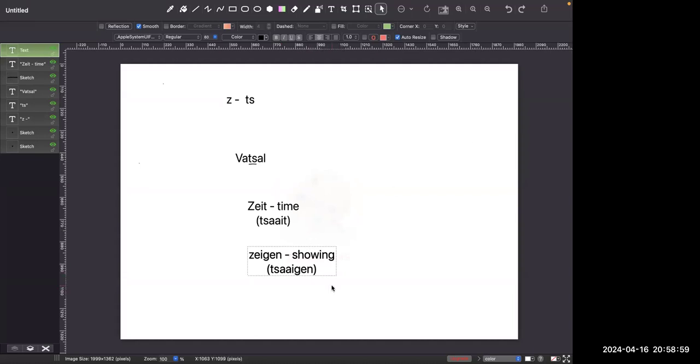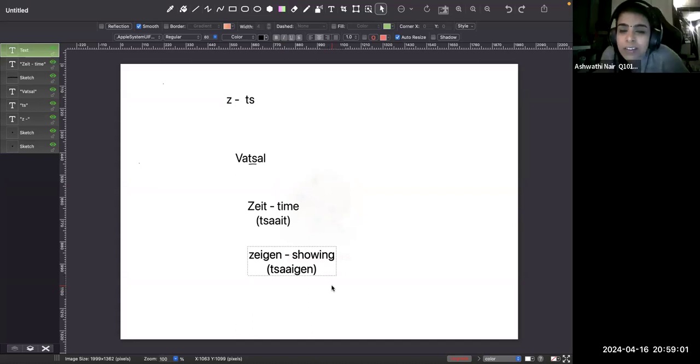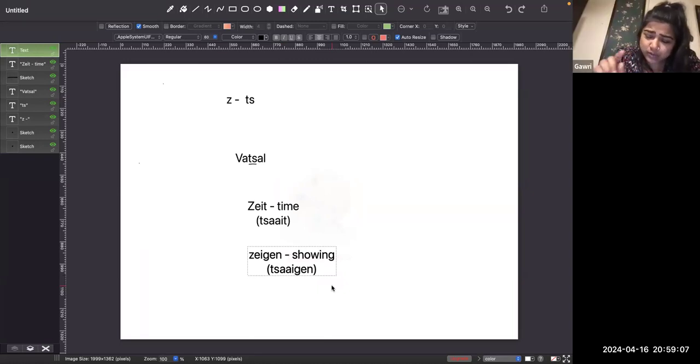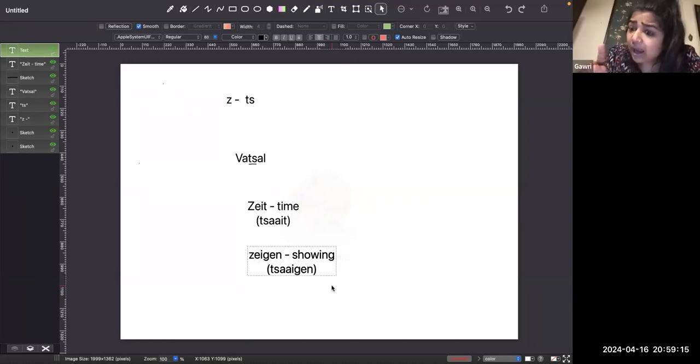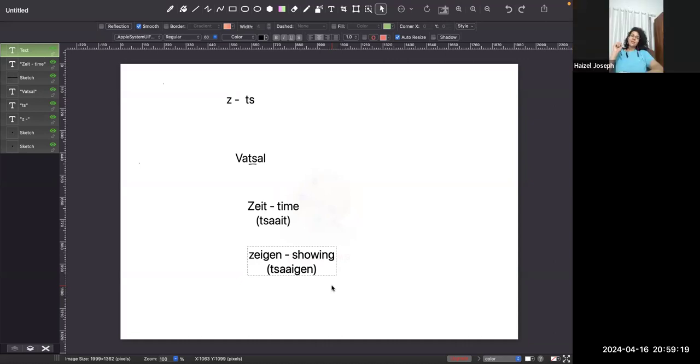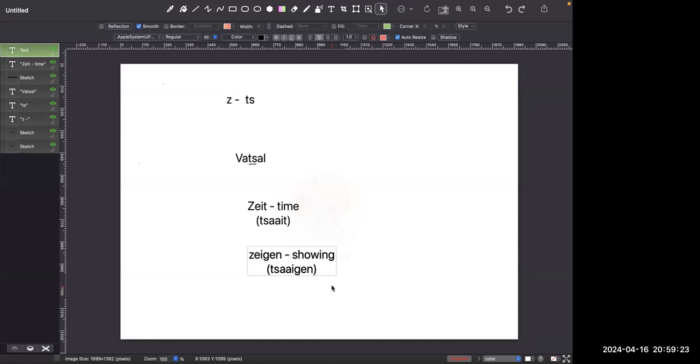But I have a question. When we pronounce this as sight or saigon, the T sound is not coming, no? Yeah, Ashwati, it has to be there. You listen to me, the way I am pronouncing it. You have to start with the sound. Saigon.